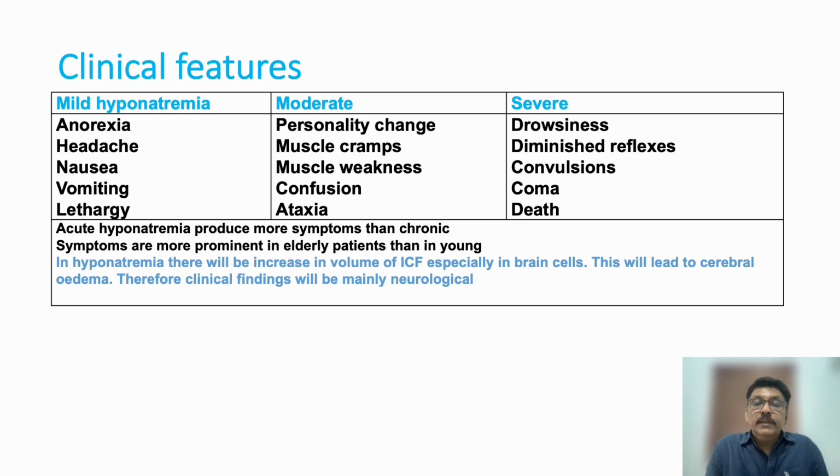Then when we compare acute hyponatremia and chronic hyponatremia, acute hyponatremia has more symptoms than chronic hyponatremia. In chronic hyponatremia, most of the time patients are stable, having mild drowsiness or mild confusion, whereas in acute hyponatremia, patients will have severe confusion, severe altered behavior, and some patients can present with refractory seizures also.